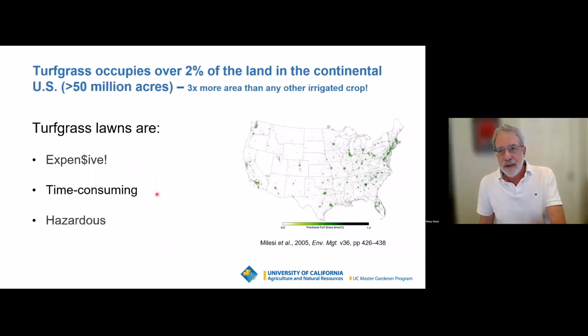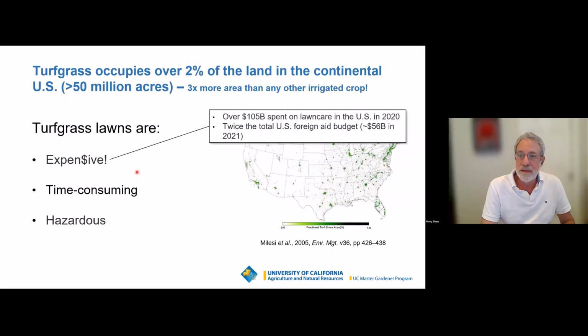But turf grass actually occupies over 2% of the land in the US. That's 3 times more than any other irrigated crop. It's over 50 million acres. But turf grass lawns are expensive. We spent over $100 billion on lawn care in the US in 2020. That's twice the total US foreign aid budget in 2021. That's before we started sending money to Ukraine.